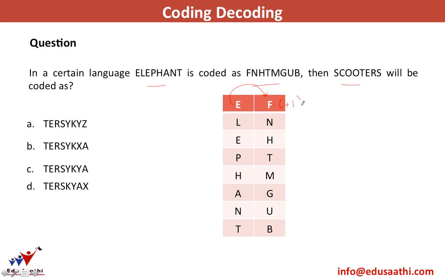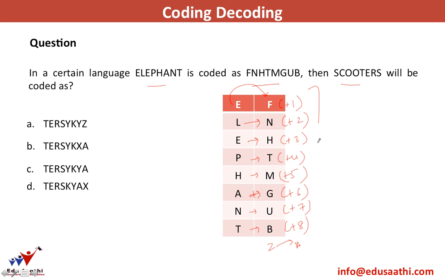E plus 1 is F. L becomes N. So L plus 2 is N. Similarly, E plus 3 is H. And P plus 4 is T. H plus 5 is M. A goes to G, and this is plus 6. N goes to U, this is plus 7. And T goes to B, and this is plus 8. After Z, we again start with A. So in a roundabout manner.